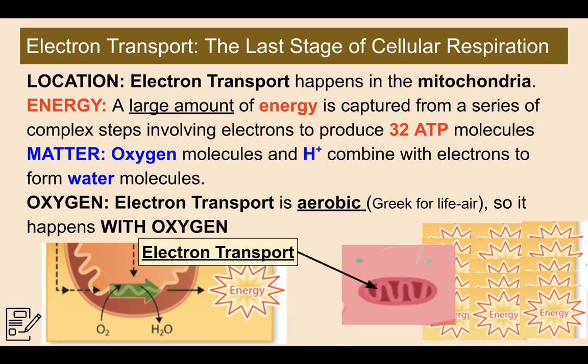This is the big money stage of cellular respiration. In terms of energy, a large amount of energy is captured from a series of very complex steps involving electrons. And this stage produces 32 ATP molecules. So again, electron transport ultimately nets 32 ATP molecules. So glycolysis gave us about 2, Krebs cycle gave us about 2, and electron transport gives us 32 ATP molecules.